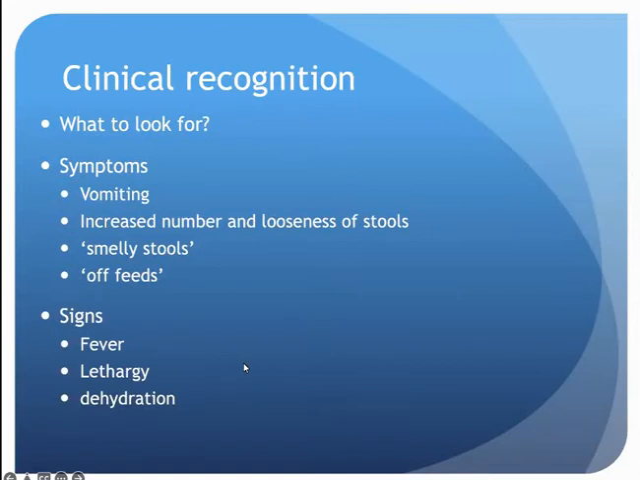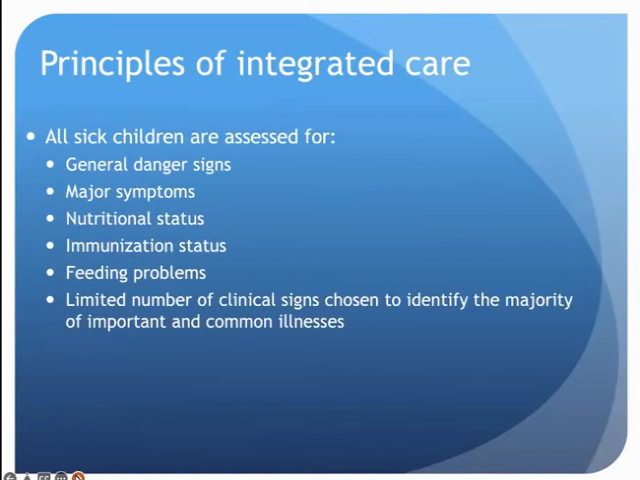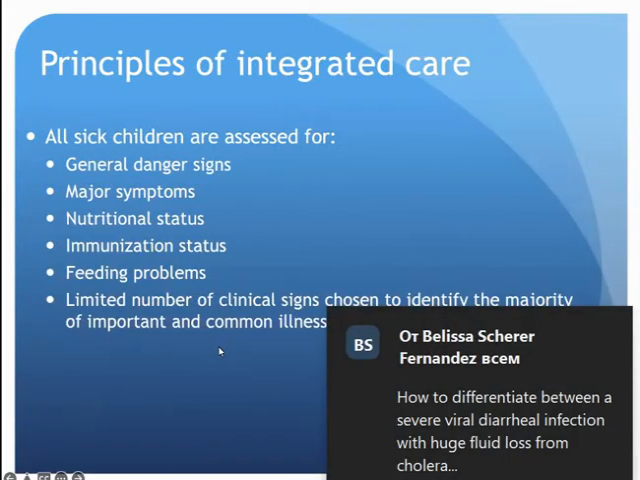So what do we look for when we're looking to see clinically if a child has diarrhea? We're looking for symptoms of vomiting, increased numbers and looseness of stools, smelly stools, and children who are off their feeds. So that's what your caregivers and your parents will come to you with. When we look at signs, we're looking for fever, we're looking for lethargy, and we're looking for dehydration. Now, I'm going to talk a little bit about how we recognize all of this, because it can seem quite daunting if you are inexperienced.